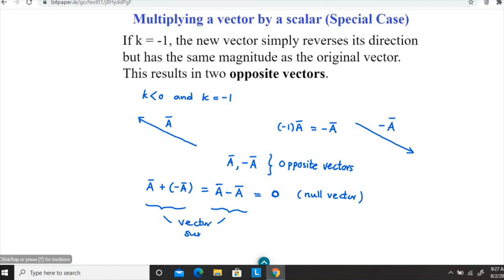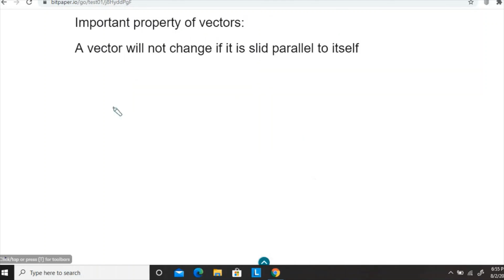So in my next slide, I'm going to talk more about these vector sums. Before talking about vector sums, I'd like to point out a very important property of vectors. That is, a vector will not change if it is slid parallel to itself. That means you can slide a vector without changing the vector, because the process of sliding is not going to change its direction nor its magnitude.